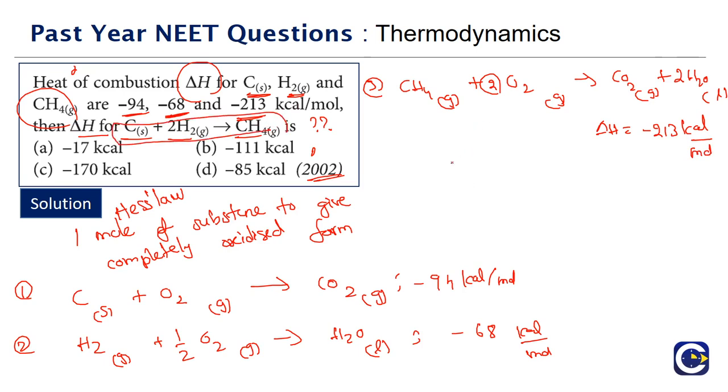What is the equation we are looking at? Carbon solid plus 2 moles of H2 gives rise to CH4. So how are we going to get this equation? That is the question. If you have a given set of equations, we have to modify and arrange them in such a way that when we add up the modified equations, that should give us the overall equation. That is the basic concept of Hess law.